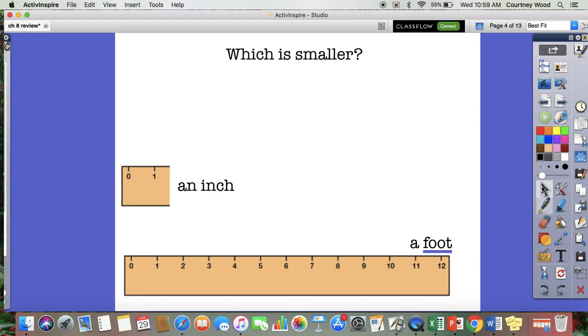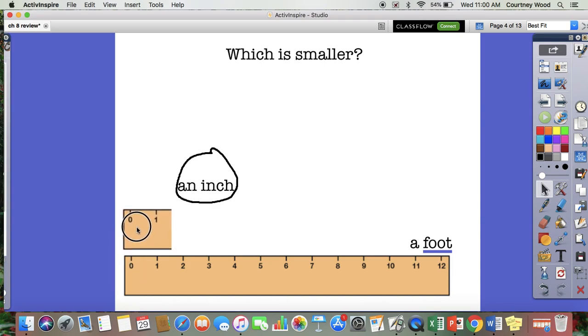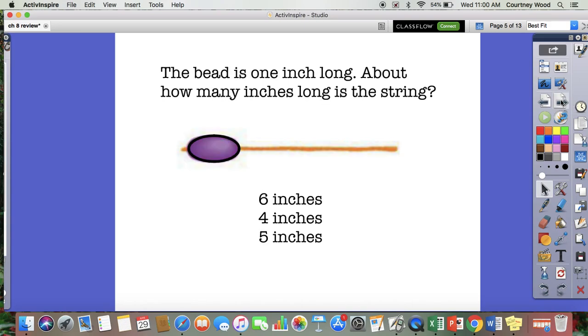Now let's look here. Which one is smaller? An inch or a foot? Tell me. I know I can't hear you, but say it out loud. Which one's smaller? An inch. You're right. Obviously, if you're looking at here, this is 1 inch. I took it actually right from there. That's definitely smaller than 12 inches. It's going to be on your test.